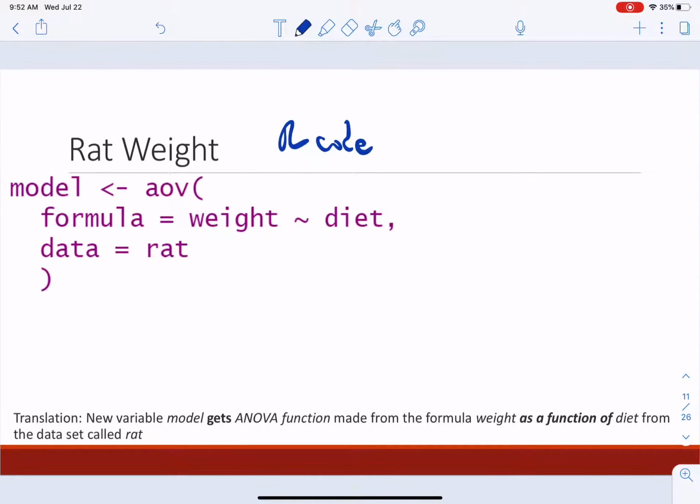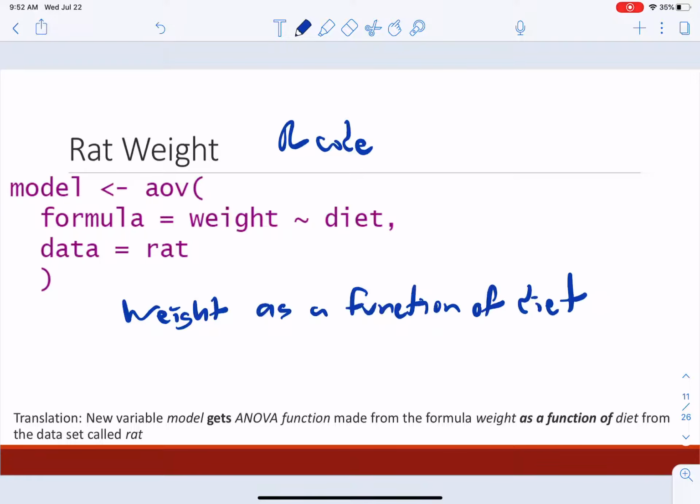This can be translated into weight as a function of diet. So what we're saying is that diet has some influence on weight, or at least that's the way that we want to model it. Weight is a function of diet. We're trying to get the computer to do everything for us based on these 2 things. So this is how we think the world works: we think that weight is some function of diet, or diet influences weight in some kind of way. And that's what we're doing here. So this is going to make that ANOVA model for us. Thank God.